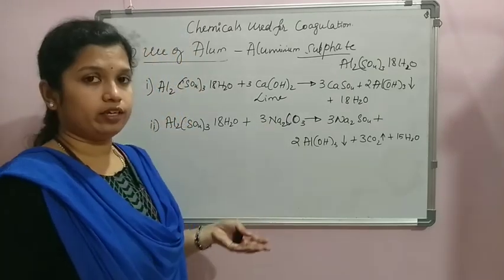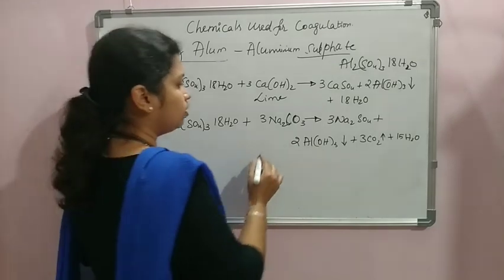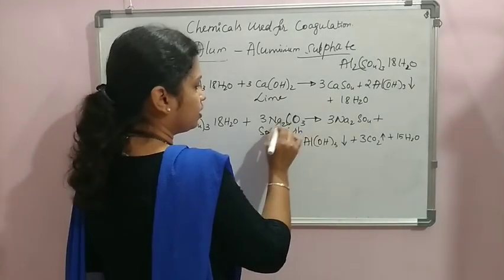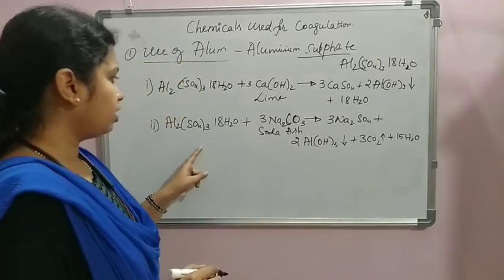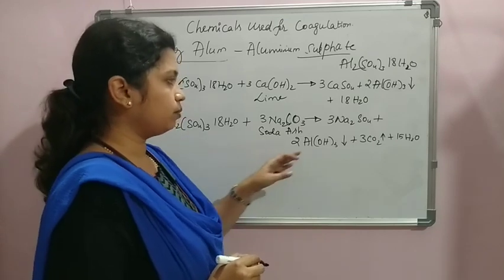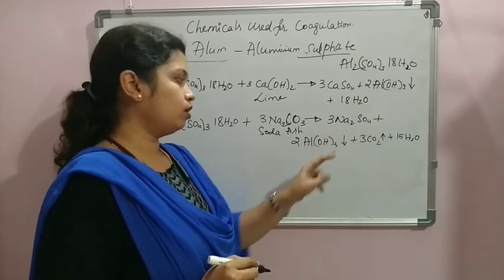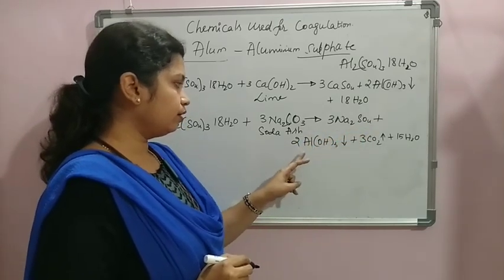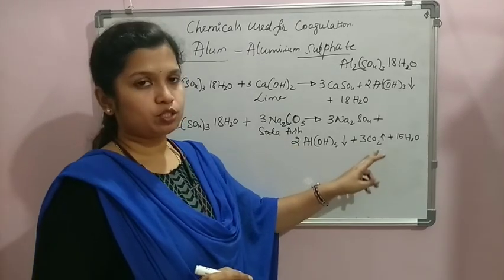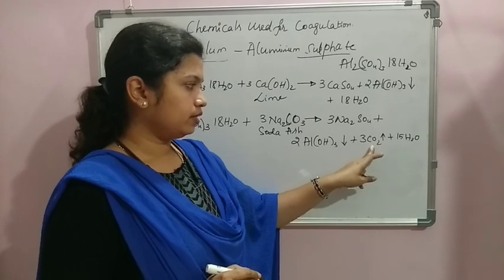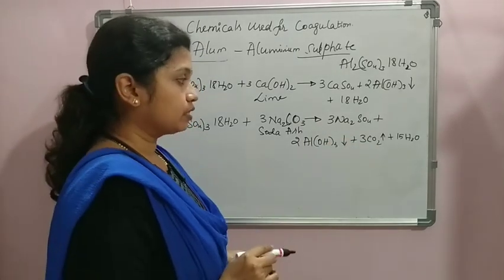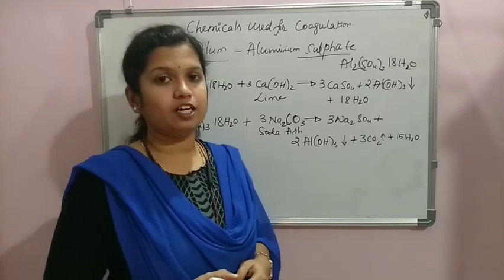Next, alternatively, if you are not adding lime, you can go for another alternative, that is soda ash. The soda ash formula is Na2CO3. So to the same alum, if you are adding soda ash to increase the alkalinity, the reaction will give 3Na2SO4 plus Al(OH)3, that is aluminium hydroxide. Again it gives rise to carbon dioxide that escapes into the atmosphere, and also H2O. Since carbon dioxide is a very corrosive gas, we need to handle it properly.